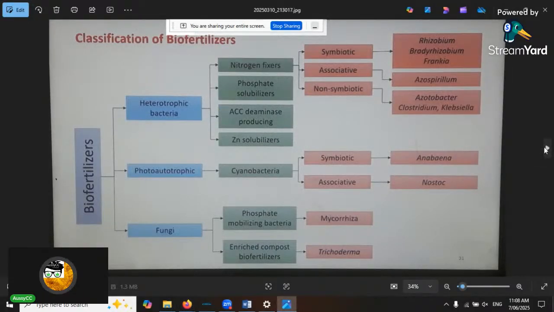Here's some different classes of them. So the fungi down the bottom, phosphorus, there's a few, Trichoderma, mycorrhiza, photoautotrophs like cyanobacteria, heterotrophs, different types of food sources. And on the end, you can see different types over here. Some Azos, Clostridium, Anabaena, Nostoc there.